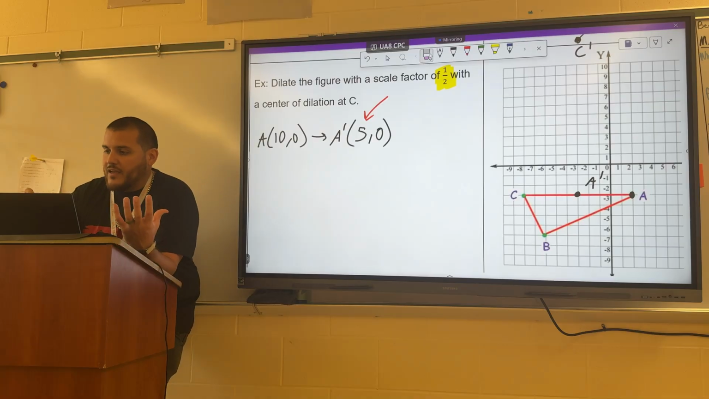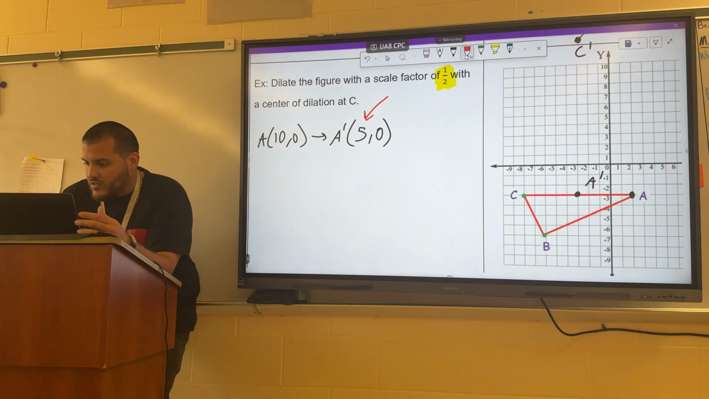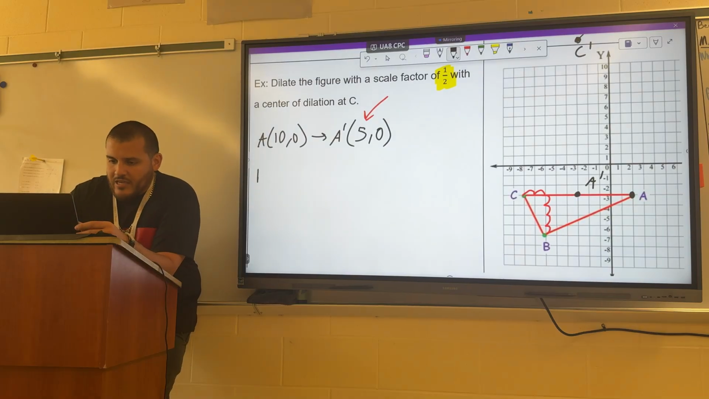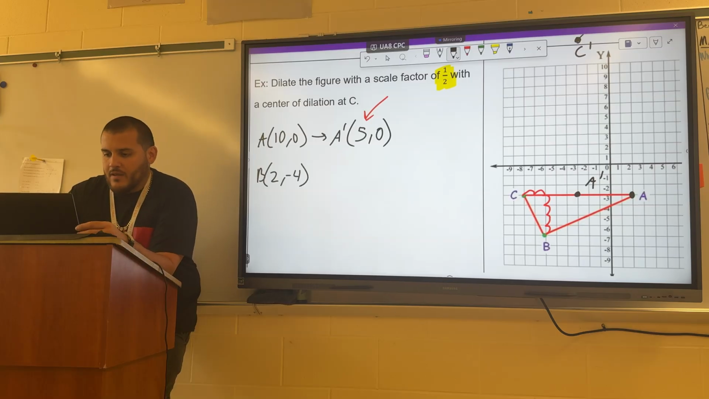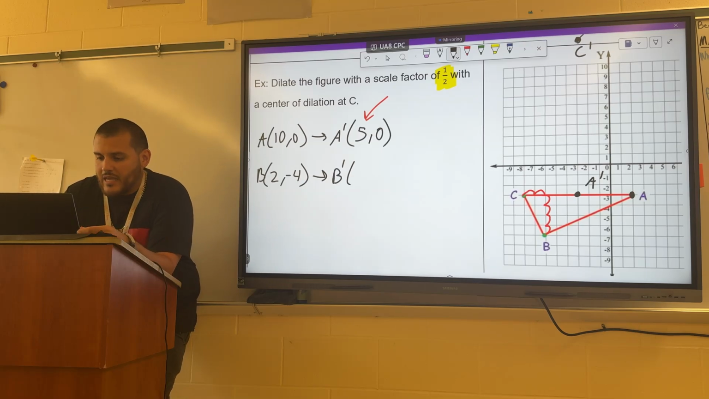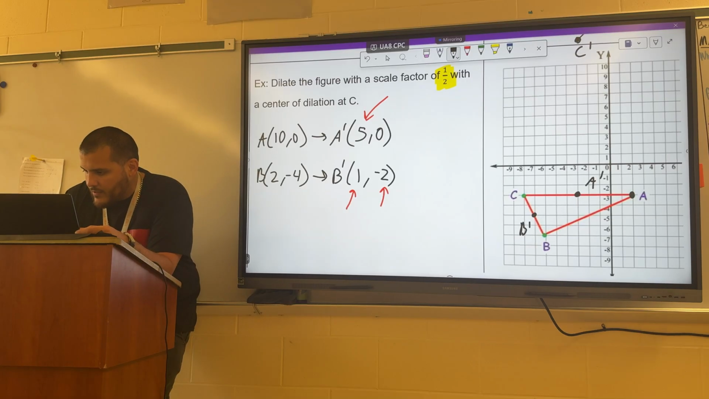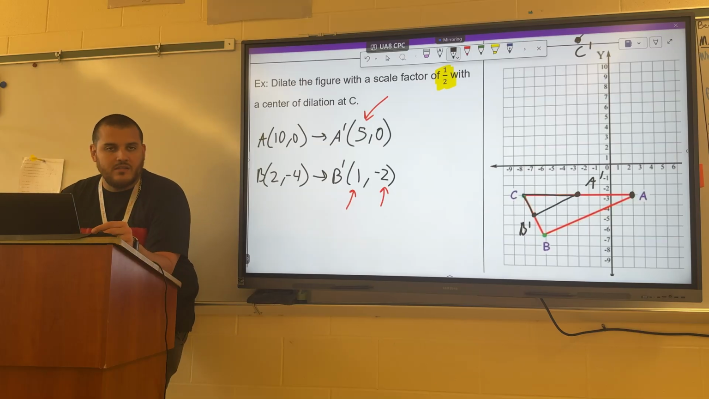Same idea to find the location of point B, pretending that C is the origin. We're going 1, 2 to the right, and then 1, 2, 3, 4 down. So we would say that point B is located at 2, -4 if C was the origin. And we're going to, again, take those distances and multiply them by our scale factor. So 2 times 1/2 gives me 1. -4 times 1/2 would give me -2. So this tells us that B prime will be 1 to the right and 2 down from that center of dilation. 1 right, 2 down, there's B prime. And here would be our image, A'B'C'.